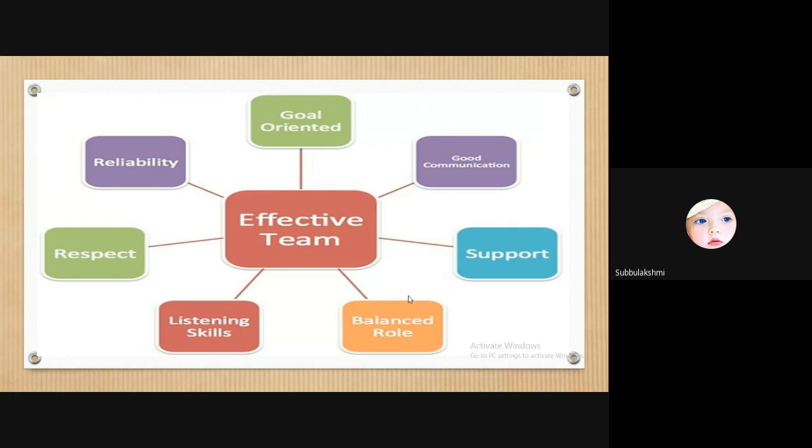So, a balanced group. There should not be any biased attitude amongst the members. They should have an unbiased state of mind and listening skills. One should develop the quality of patience to listen to their own team members, respect each other's views, reliability. So they should rely on their trust. These are the basic requirements for forming an effective team.